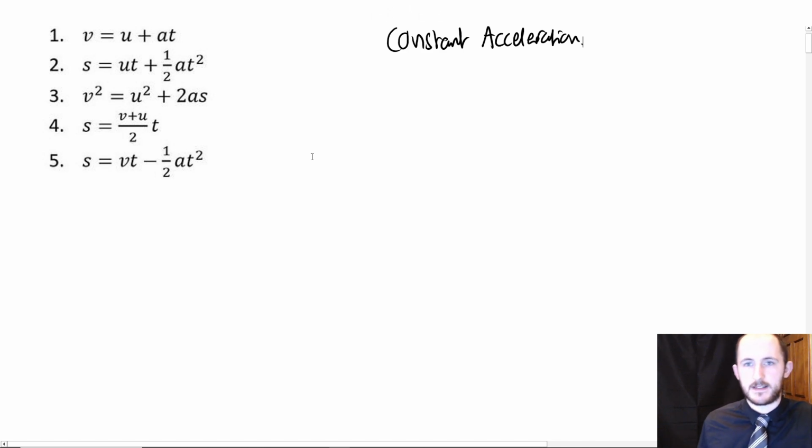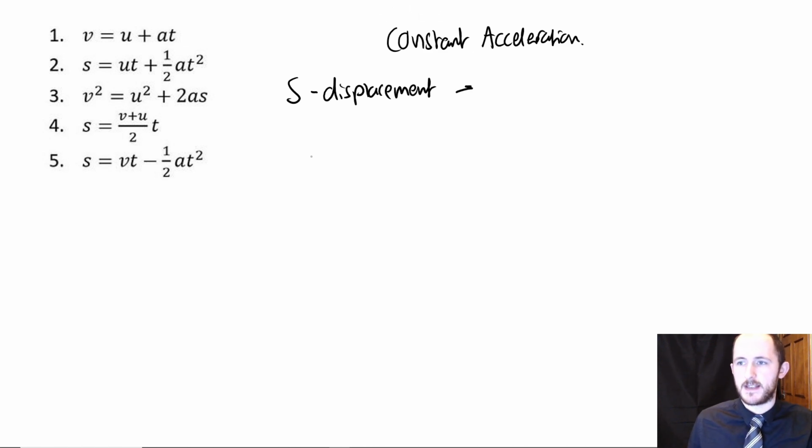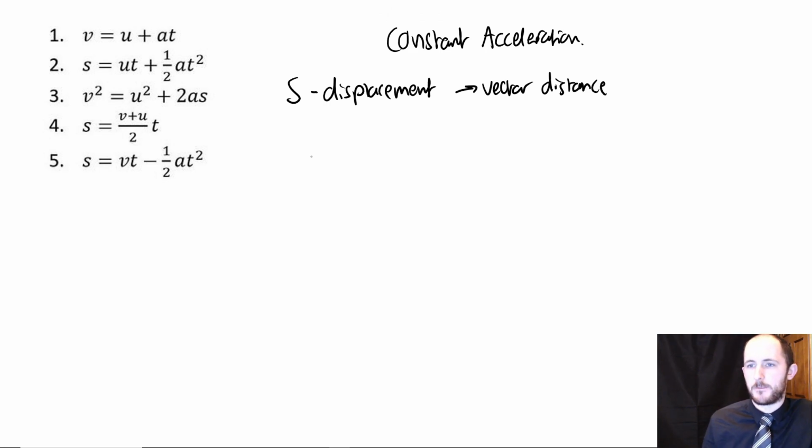So, what do these letters stand for? When we have SUVAT, what does it stand for? Well, the S is for displacement. It should be noted that displacement is not distance. It's distance in a direction, so it is a vector. If you like, it's just the vector for distance. We need to actually make note of which direction is positive, which direction we are taking to be positive.